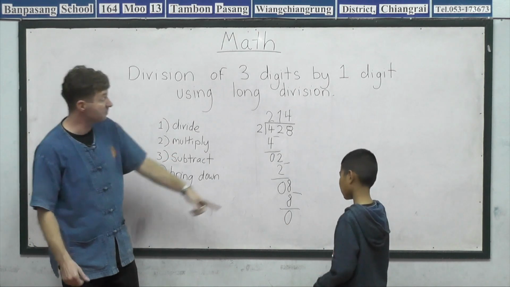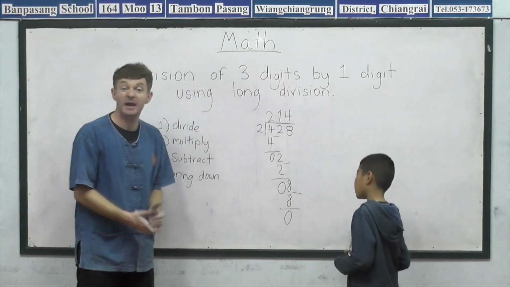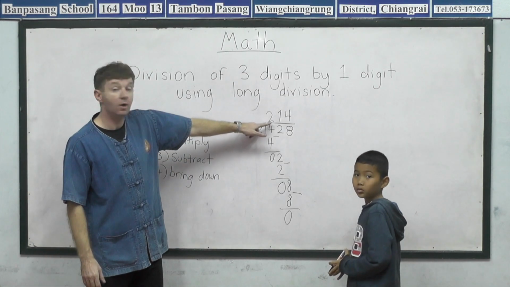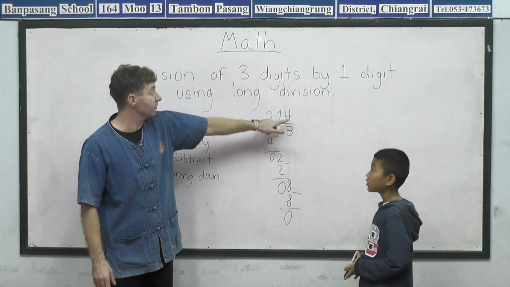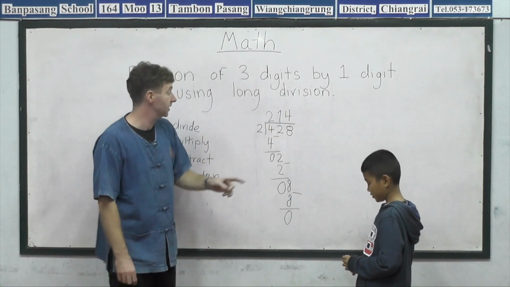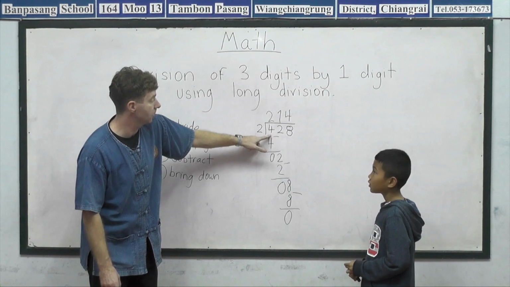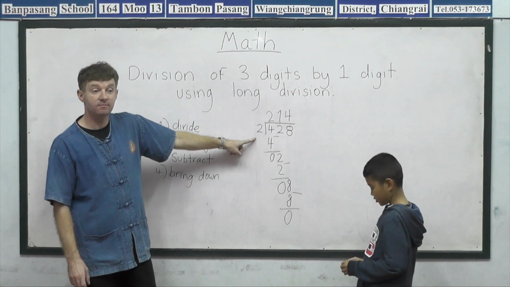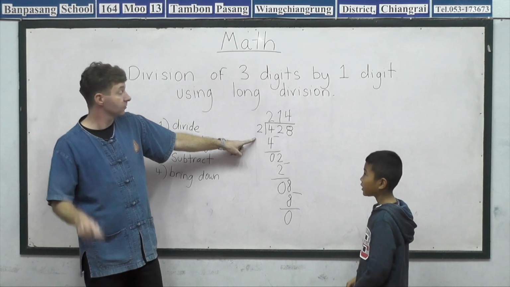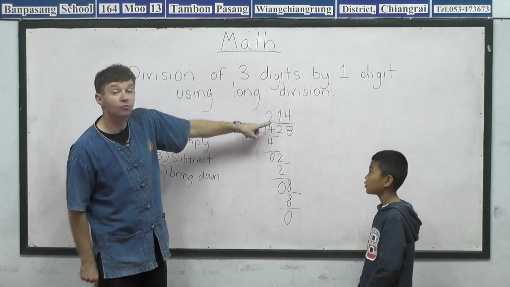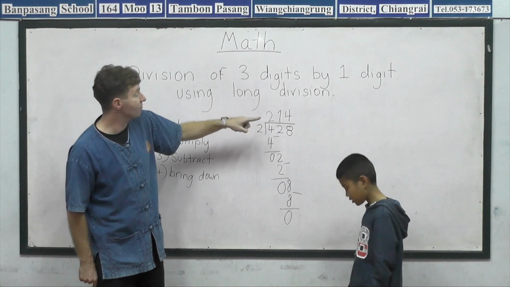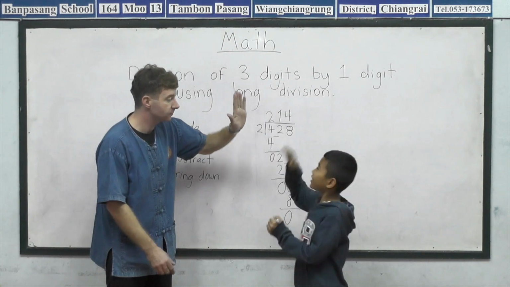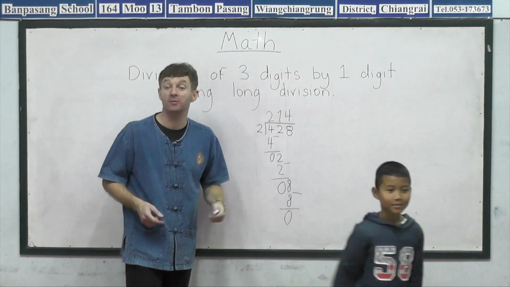Perfect. Any more numbers to bring down? No. Any remainders? No. So we have our answer. 214. So we can say 428 divided by 2 equals 214. Bangpon. Excellent. High five. Round of applause for Bangpon.